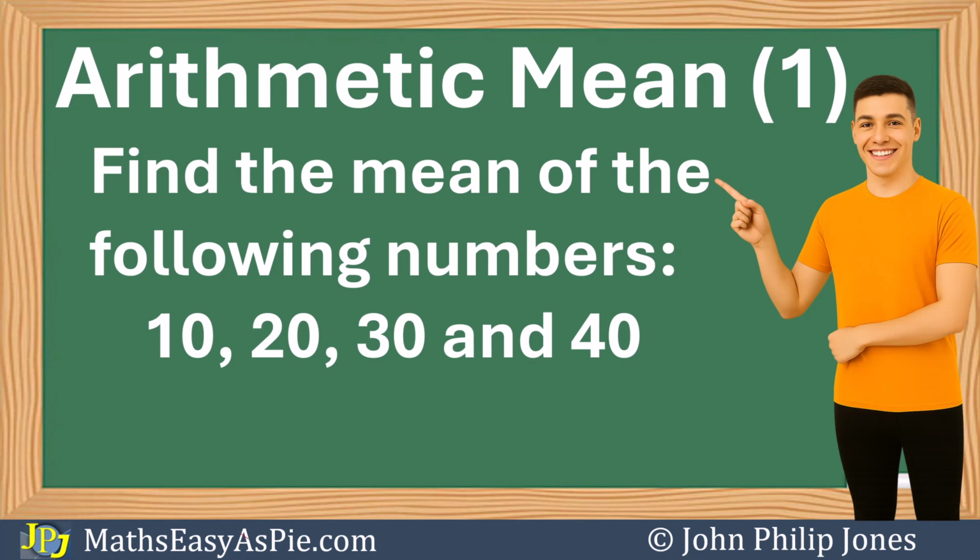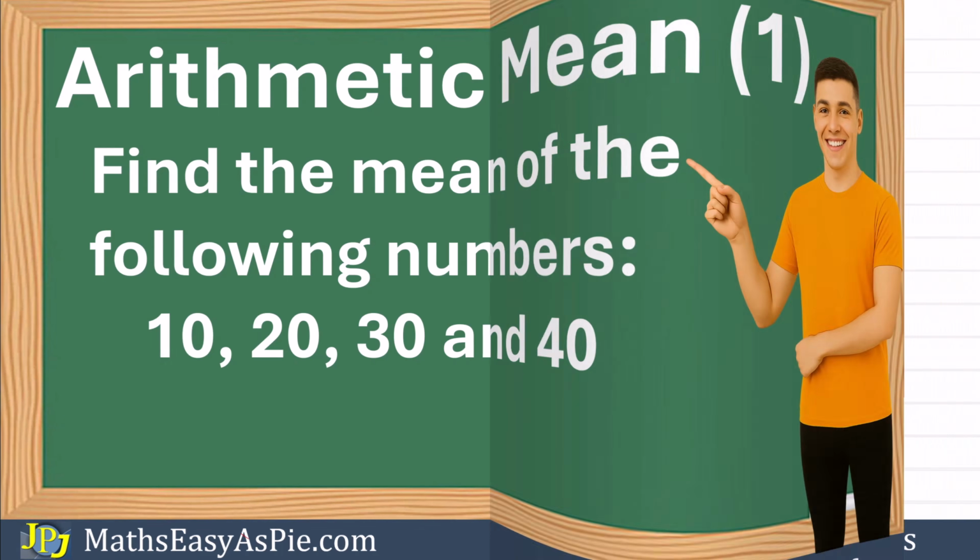This is typical of an exam question you would expect to find on a GCSE mathematics paper. Find the mean of the following numbers: 10, 20, 30 and 40. We'll go on to the next slide to look at the solution.